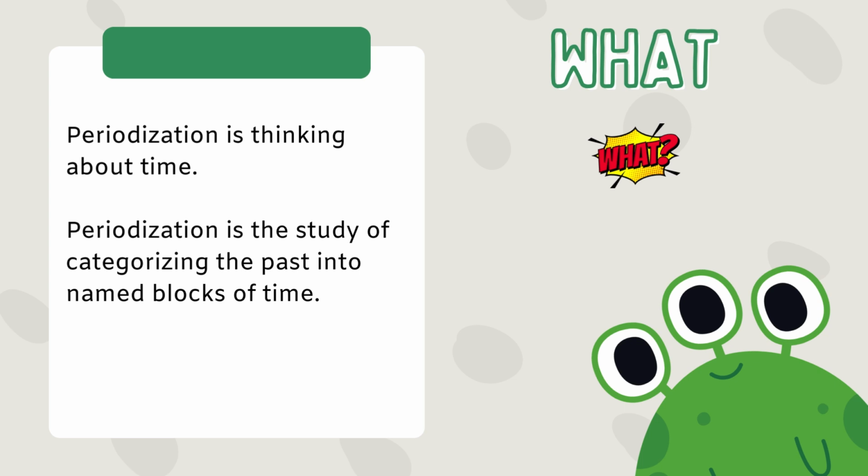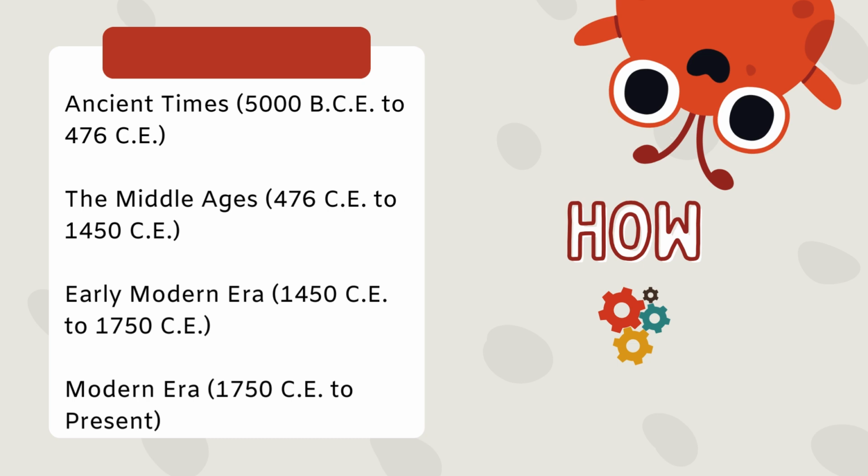Periodization is about time. Periodization is the study of categorizing the past into named blocks of time. Here are the different time periods from the ancient time periods all the way through the modern era, which is where we are at today.